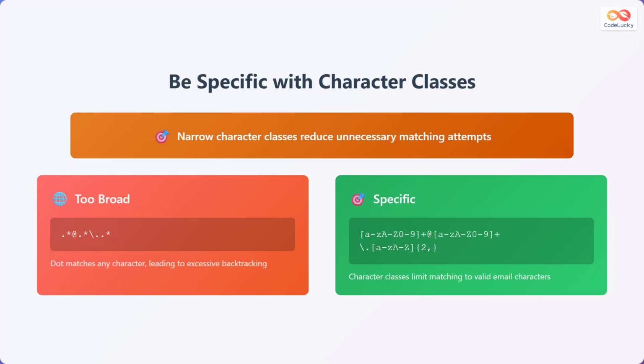Being specific with character classes helps to refine your pattern matching and boost performance. Narrow character classes reduce unnecessary matching attempts. A vague example is .*@.*. Dot matches any character, leading to excessive backtracking. A more specific pattern is [a-z0-9]+@[a-z0-9]+/[a-z]{2,}. These character classes limit matching to valid email characters.